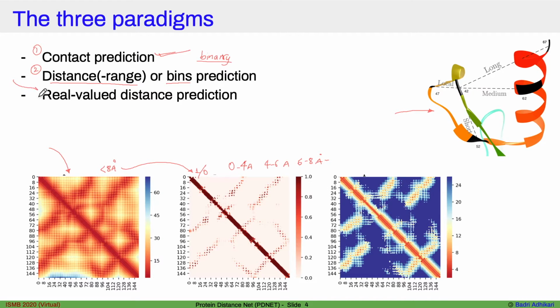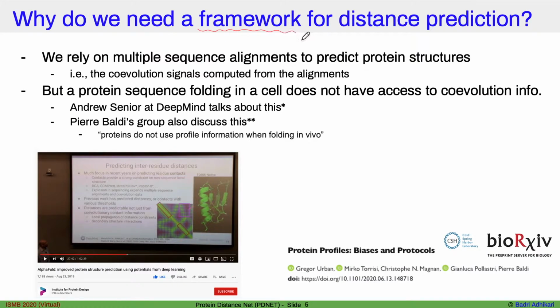In this work, we introduce a third paradigm, which is the paradigm of predicting real value distances. That is, we do not want to formulate the problem of predicting distances either as a binary problem or a multi-class classification problem, but rather as a raw real value distance prediction problem as it is in nature. So why do we need a framework for distance prediction? Currently, we rely on something known as co-evolution signals calculated from multiple sequence alignments to predict protein structures.